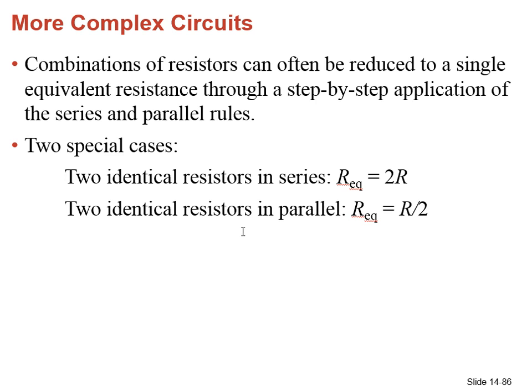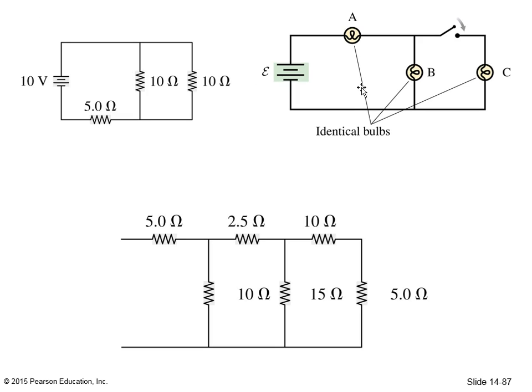More complex circuits, just a little shortcut. If you have two identical resistors in series, then the equivalent resistance is 2 times that resistance value. If they're identical and in parallel, then it's that resistance value cut in half. Then we talked about how to simplify some more complex circuits, and basically you just work your way from the very end here. You've got 2 in parallel, and you can reduce that 10 and 10 to a 5. And then this is a 5 and that's a 5, so those two together would be a 10. So this battery would just see a 10 ohm resistor.